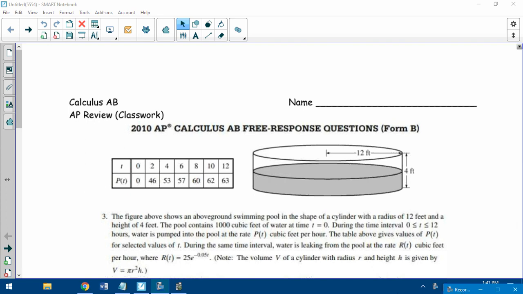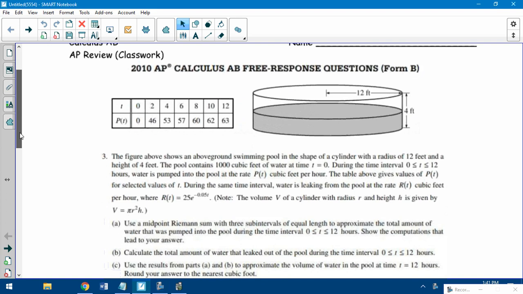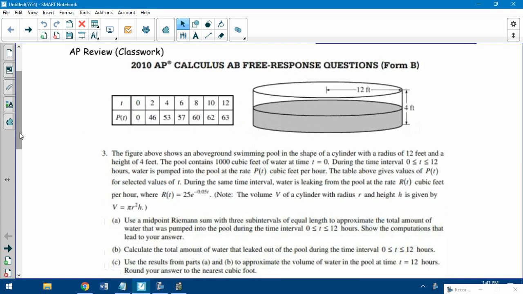First one I'm doing today is 2010 AP number 3. This would have been a calculator OK question back in the day, because the figure above shows an above ground swimming pool in the shape of a cylinder with a radius of 12 feet and a height of 4 feet. The pool contains 1,000 cubic feet of water at time t equals 0. Between the time interval from 0 to 12 hours, water is pumped into the pool at a rate of P of t cubic feet per hour. The table above gives values of P of t.